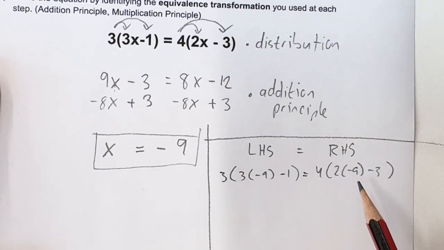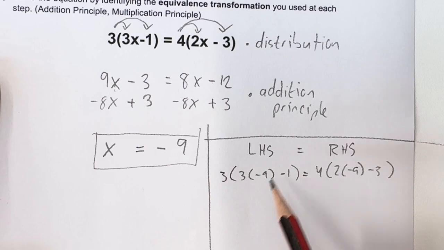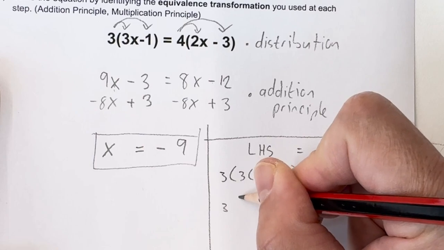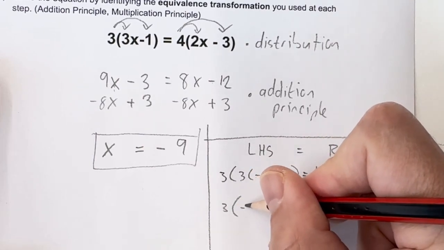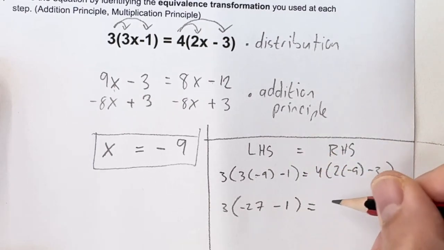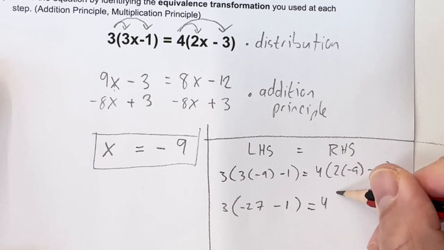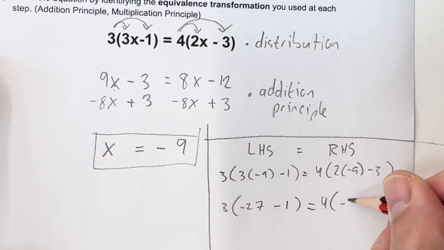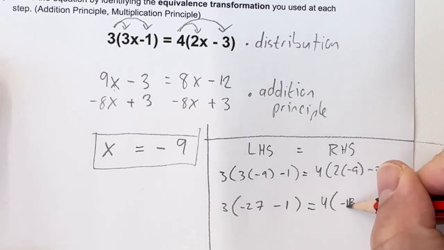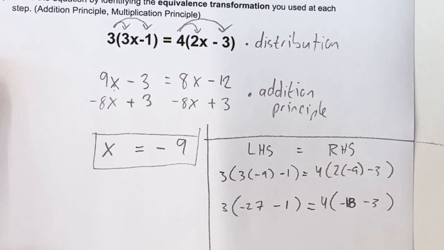Order of operations tells us we go inside first. So I do this 3 times negative 9 first. So now we have 3 multiplied by negative 27 minus 1, and then we have 4 right here. This is going to be negative 18 minus 3. Let me make that a little bit clearer. Negative 18. Okay, there we go.